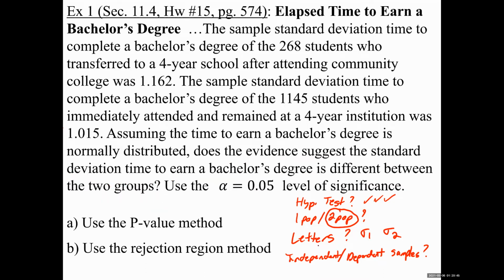It's independent samples for two reasons. One reason is because the sample sizes are different. When the sample sizes are different, they're always independent samples. And also I mentioned to you in section 11.4, when it's a two population sigma problem, there's no dependent sample version anyway. Okay, so it's going to be independent samples. So now we know what kind of problem we're dealing with.